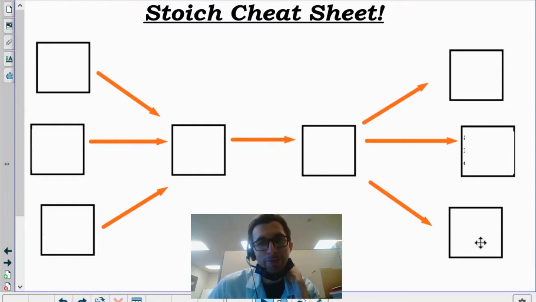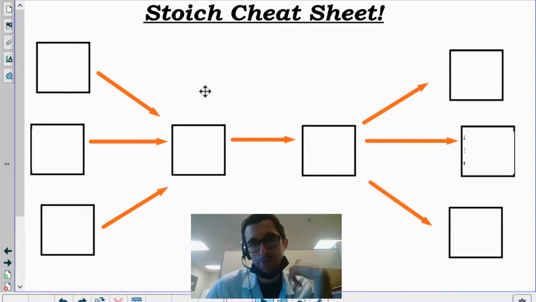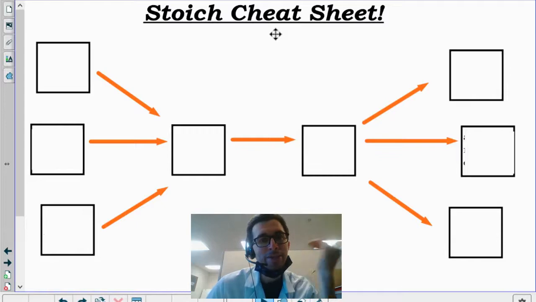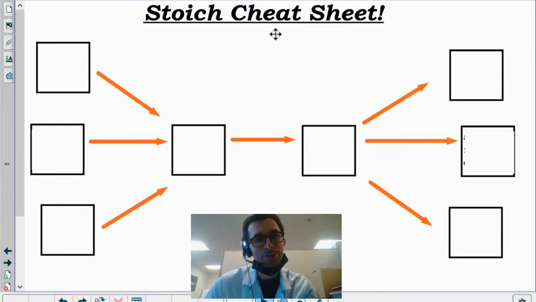Also, make sure we have these arrows, because stoichiometry is all about converting between substances in chemical reactions. So to make that easier for us, because we're not always going to do moles to moles. All right, that's too straightforward. And of course, chemistry, we need to do things a little more detailed, a little more complex. So you can label this Stoich cheat sheet or Stoich conversion sheet or Stoich roadmap, whatever you want. And make sure you have these boxes.